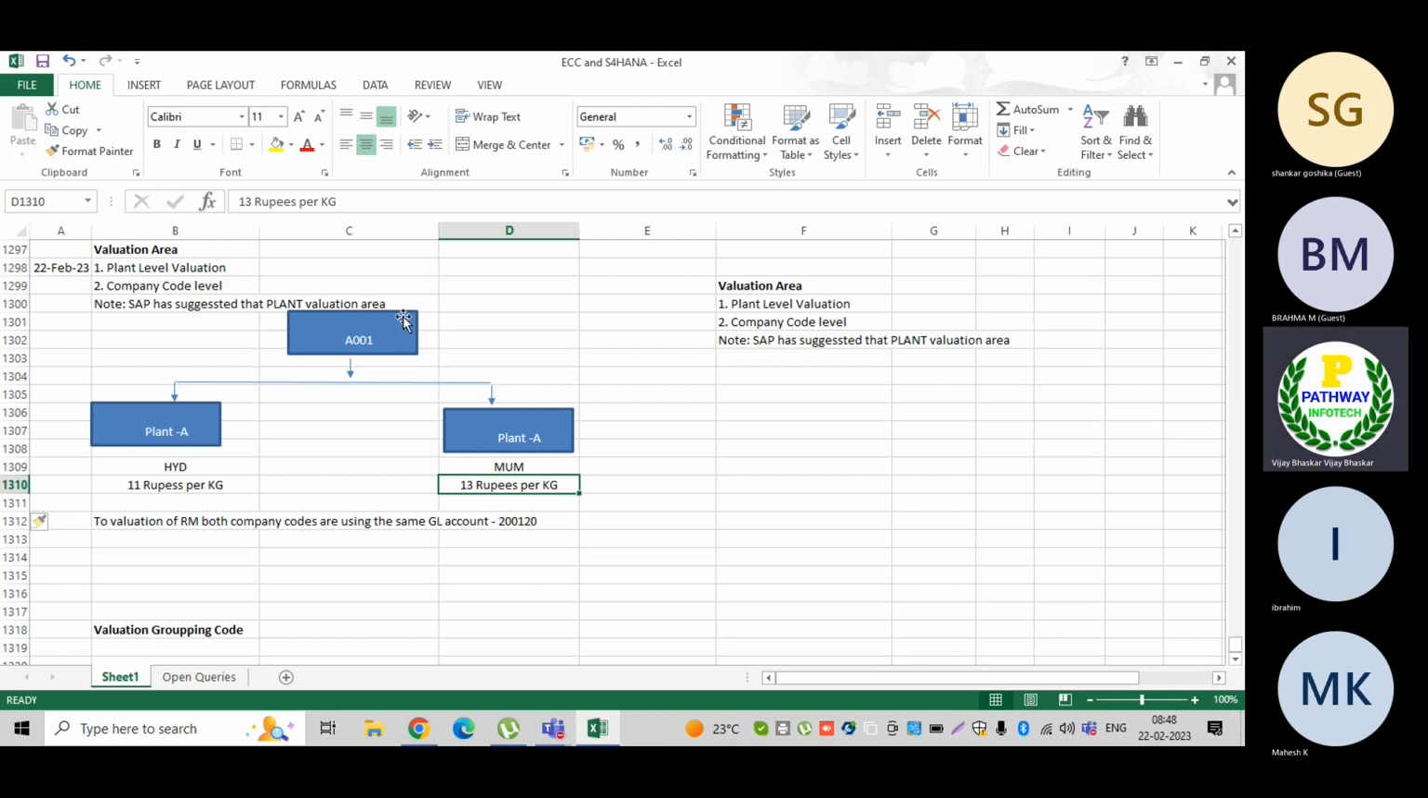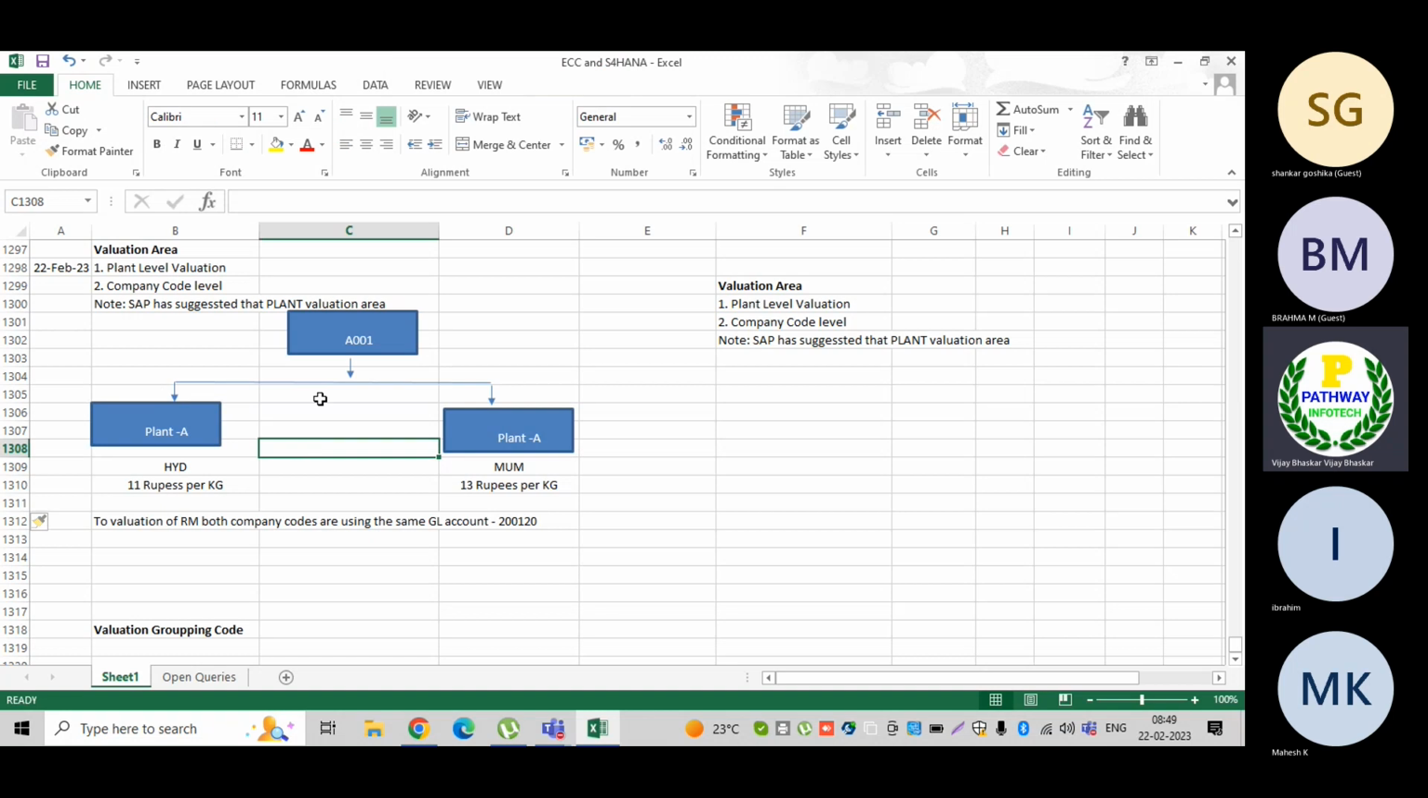Now if this is the situation and I perform valuation at company code level, what will happen? I will not come to know the original cost of this material for this plant after valuation, because the 13 rupees and the 11 rupees will club together and show at a higher level. Management, or whoever wants to see the reports, will not know the exact valuation price per unit for this plant.